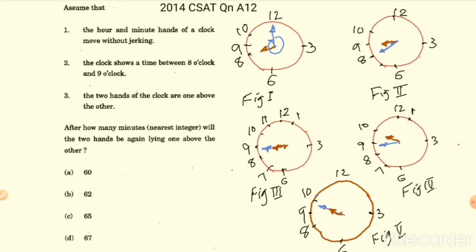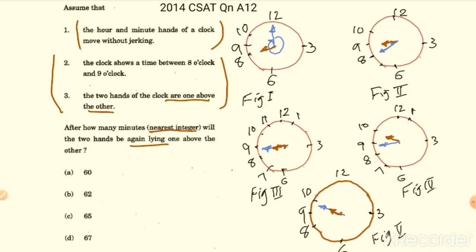So here there is a clock, it shows time between 8 o'clock and 9 o'clock such that the two hands of the clock are one above the other. Then in the first statement it said that the hour and minute hands of a clock move without jerking. That means that both the hands are moving continuously, not in intermittent motion but in smooth motion. Then after how many minutes in nearest integer will the two hands be again lying one above the other?